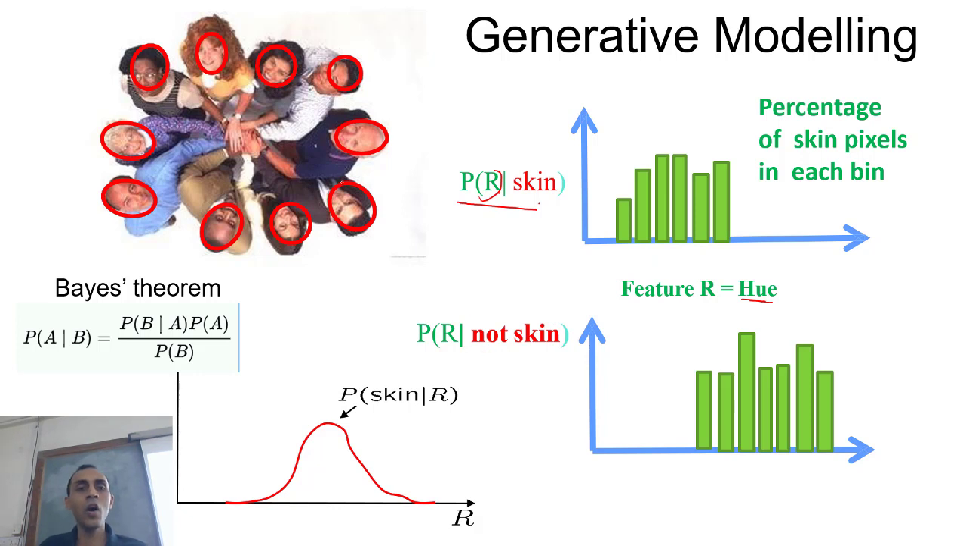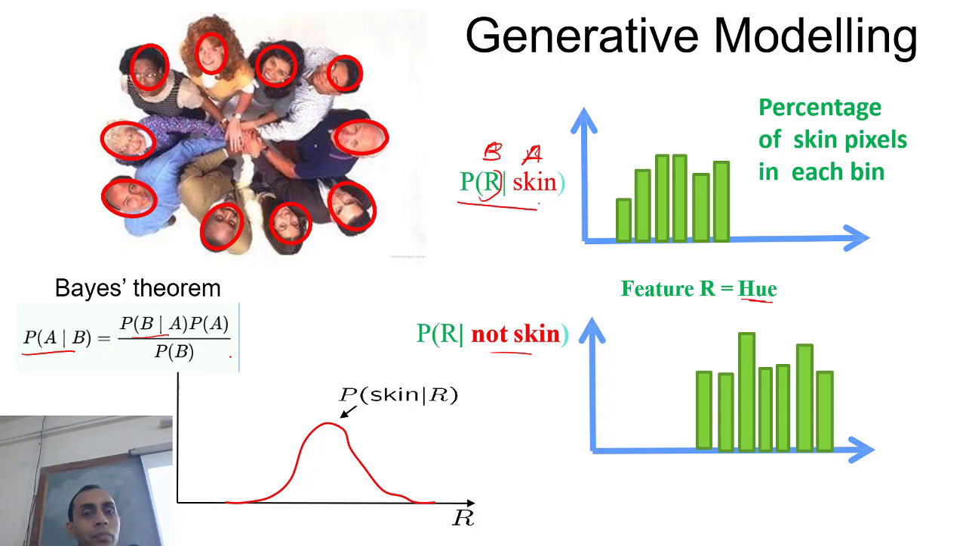Similarly for the non-skin regions also you can generate the probability distribution using the histogram values, and then you can use the Bayes theorem. I'll talk about this in more detail when we discuss high level computer vision, but I'm just telling you a basic thing. So let us say this is A, this is B. So P(B given A) is known. So we can generate P(A given B) using the Bayes theorem.